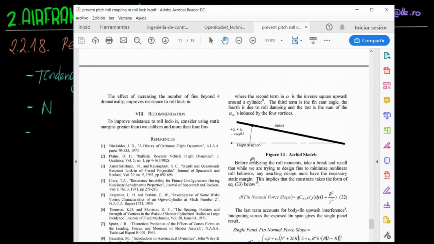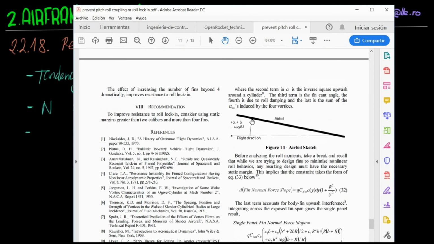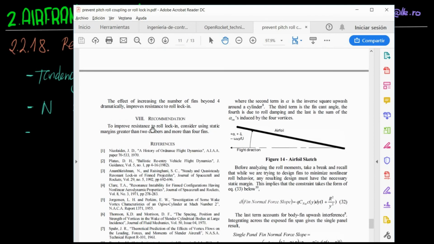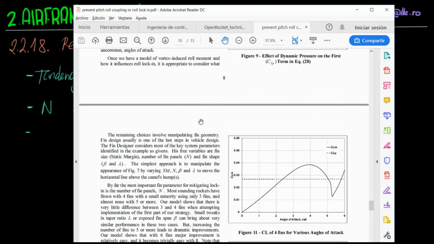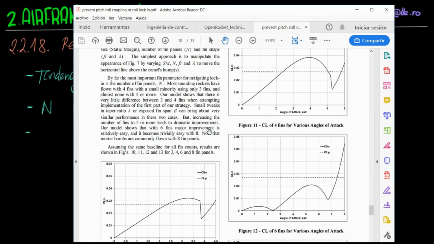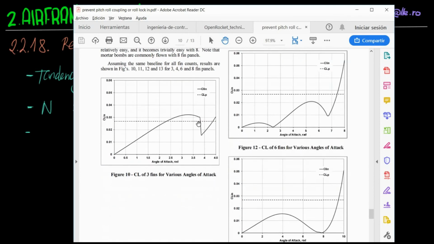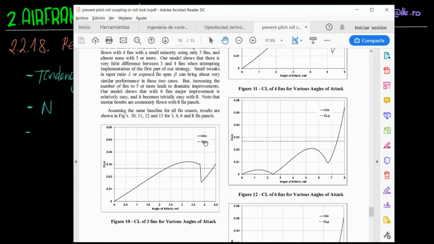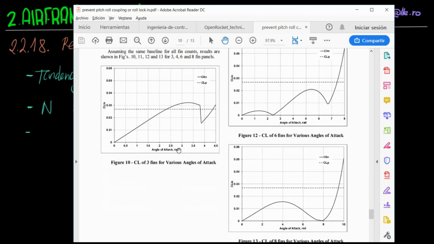This is, by the way, a paper from 2015 or so, and basically the recommendation is very clear, which I like. To improve resistance to roll locking, consider using static margins of greater than 2 calibers and more than 4 fins. So basically the conclusion is, going from 3 to 4 fins doesn't get much better in terms of preventing pitch roll coupling, but from 5 to 6 and up to 8, it improves a lot.